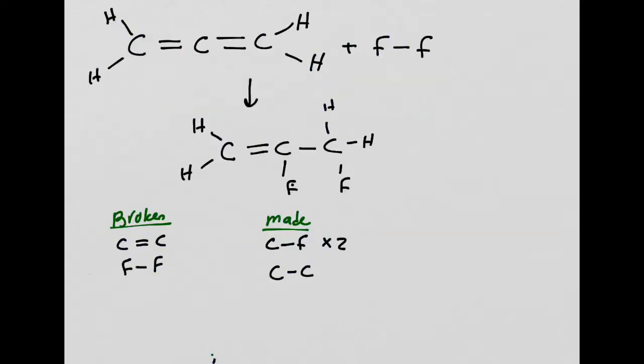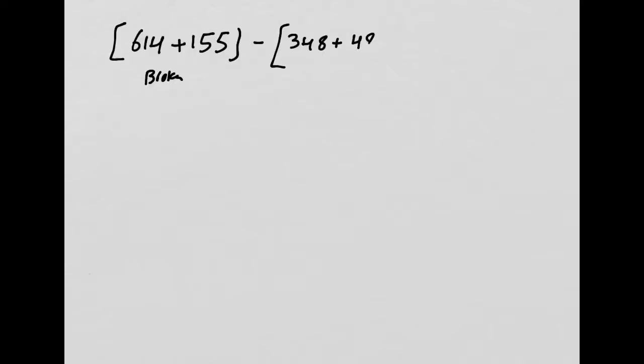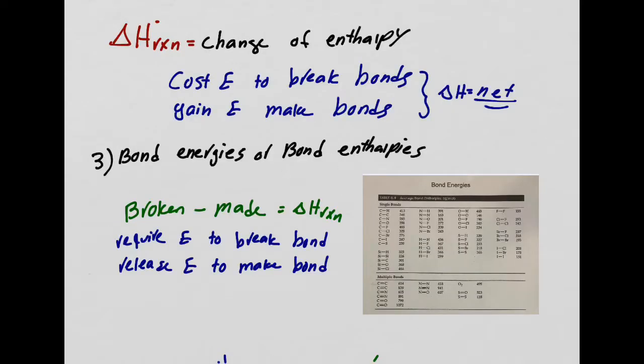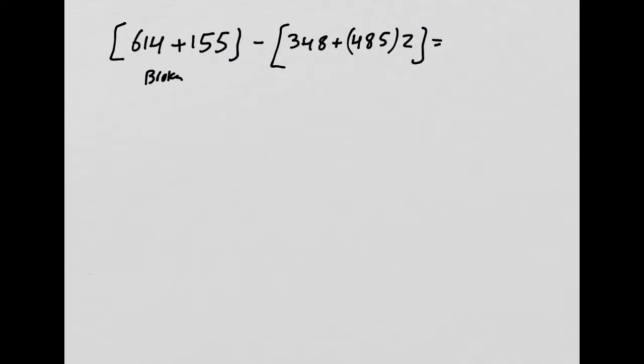So let's do this together. My broken is going to be, you can even do it on the chart, and then you can check your answer. 614 plus 155, that's going to be my broken, minus my made, which is 348 plus 485 times 2. I'm going to double check that number. I'm going to check that CF is that number. So let's find CF, yeah, 485. Perfect. And I have 2 of them.